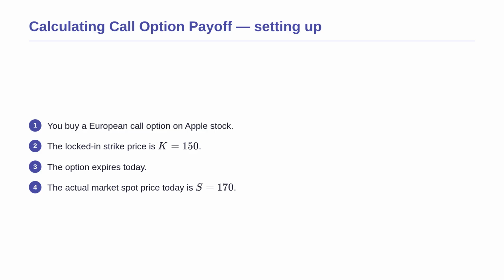Let us see this formula in action with a concrete example. Suppose you buy a European call option on Apple stock. Your contract gives you the right to buy the stock at a strike price of $150. Today is the expiration date, so we need to evaluate the contract. You check the market and the actual spot price of Apple stock today is $170. We need to find out how much this option is worth right now.